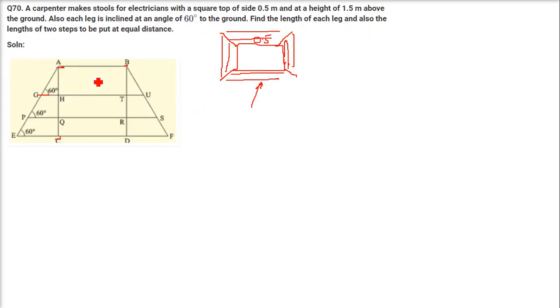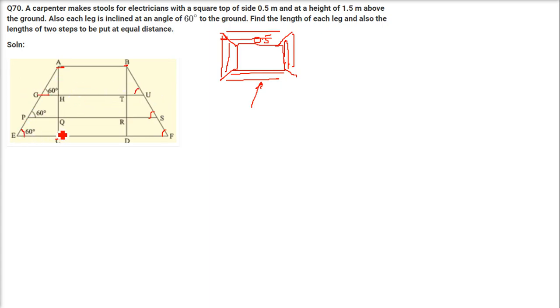So what are we going to do? First of all, I'm joining these and this angle is 60 degrees, given. It is always good to draw in the front view. So this is 60 degrees, this is also 60 degrees, this is also 60 degrees, this is also 60 degrees.